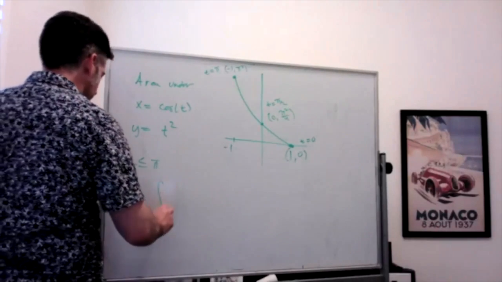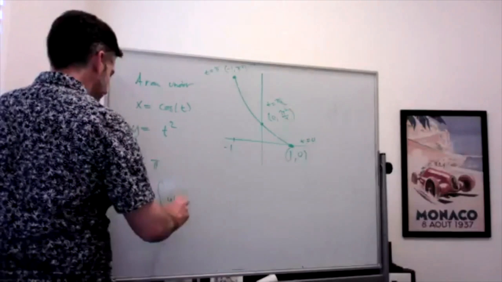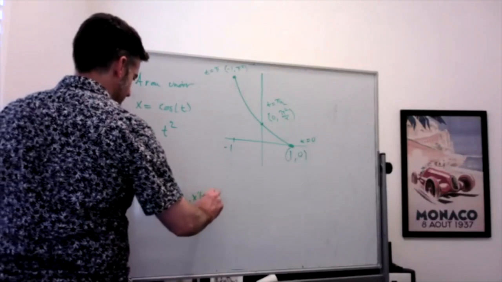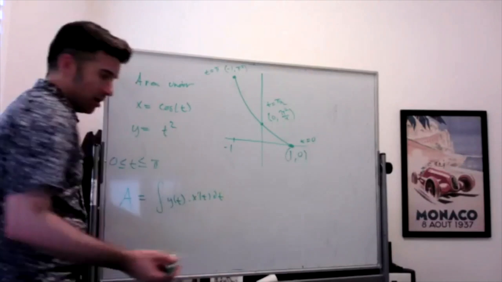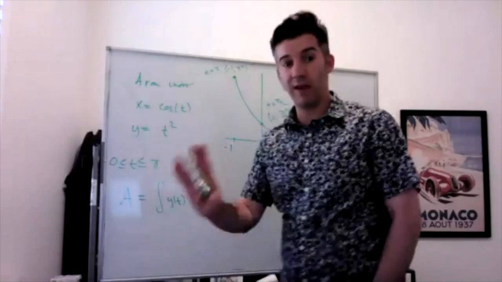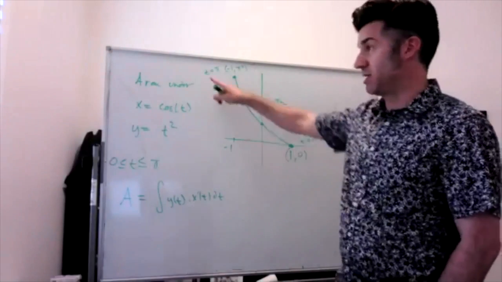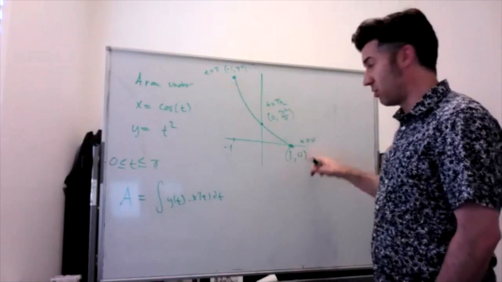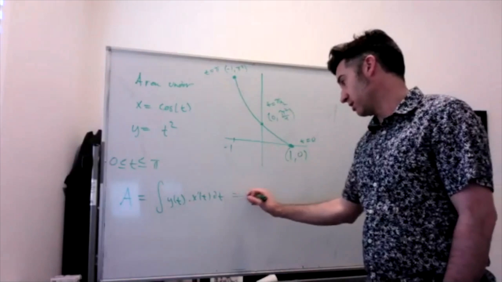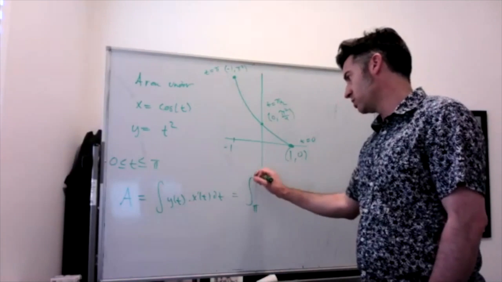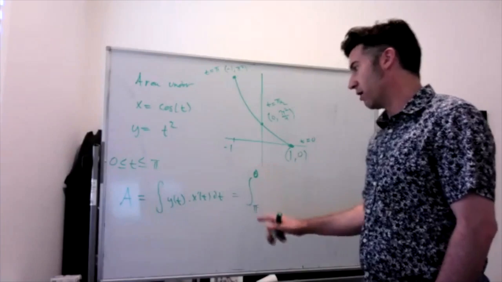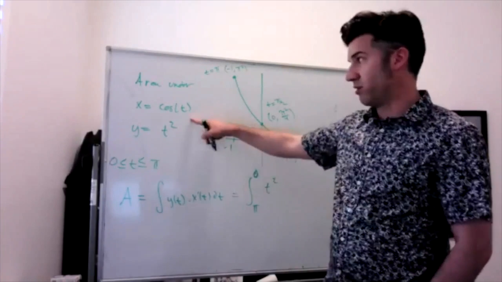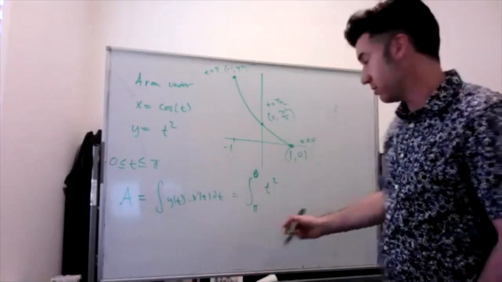which again is the integral of y of t times x prime of t dt, we have to make sure we go from left to right. Left to right is going to be time equals pi as the lower limit to time equals 0 as the upper limit. So it's going to be the integral from pi to 0 of y of t, which is t squared, times the derivative of x of t, which is negative sine of t.